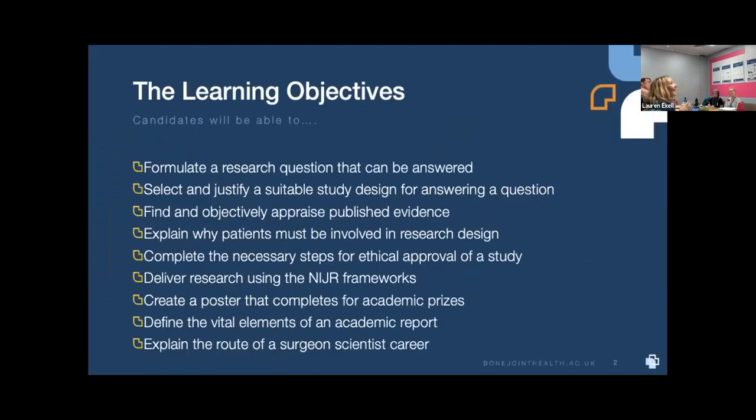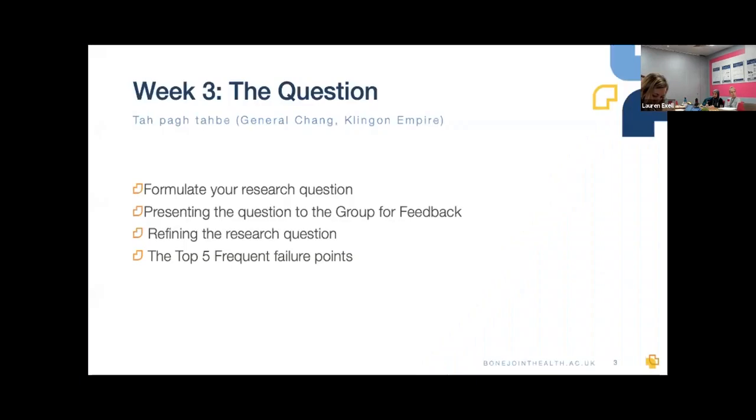And you can see what we're aiming to cover over the coming couple of weeks. And today we're still quite near the top with selecting and justifying a suitable, with formulating a research question that can be answered. Okay, so move on to the third. So with week 3, which is this week, the idea was last week we were going to leave you with an exercise to design a research question following what we talked about, which was that Pico and that finer kind of scheme to design and refine a research question.